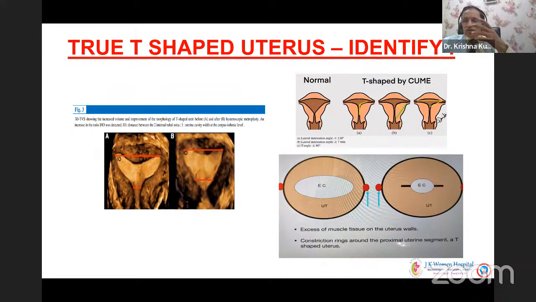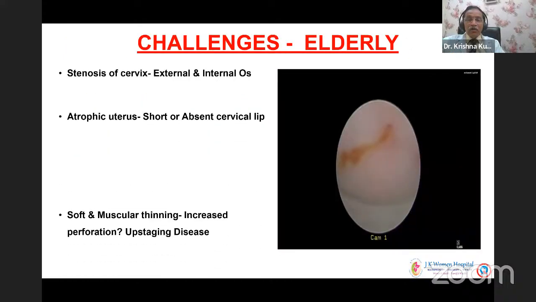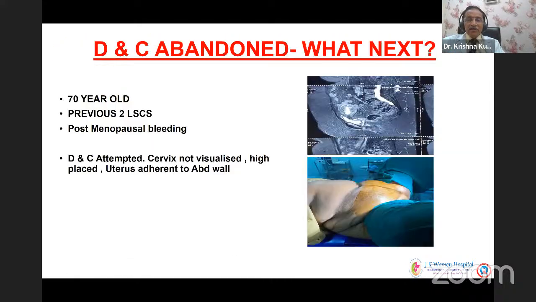Anyway, we will rush through the few slides. I won't go into the elderly because I wanted to go to the newer challenges which I am facing.